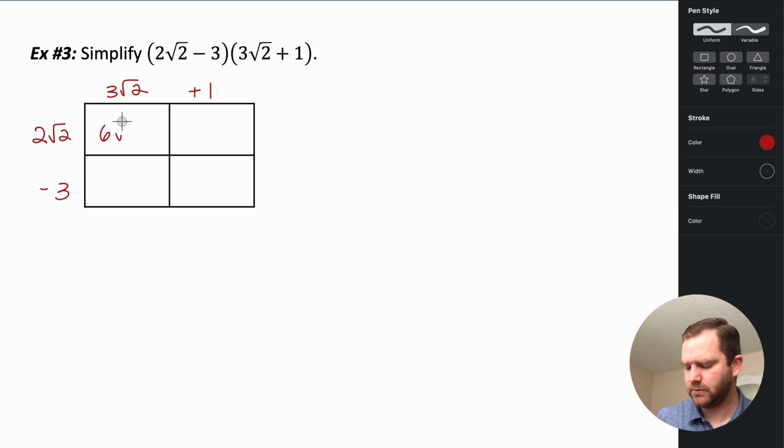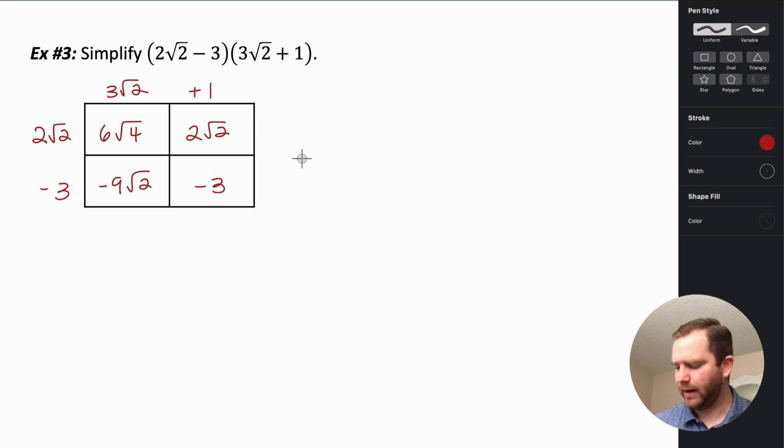The square root of 2 times the square root of 2, that's going to be the square root of 4. 2 times positive 1 is positive 2, and then the rad 2 just tags along for the ride. A negative 3 times a positive 3, that's negative 9, and then again a rad 2. Negative 3 times positive 1, that's negative 3.